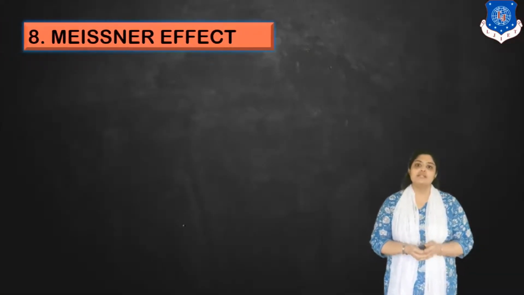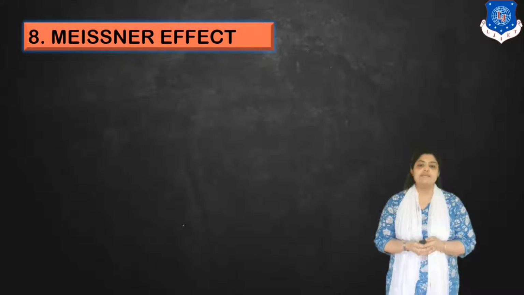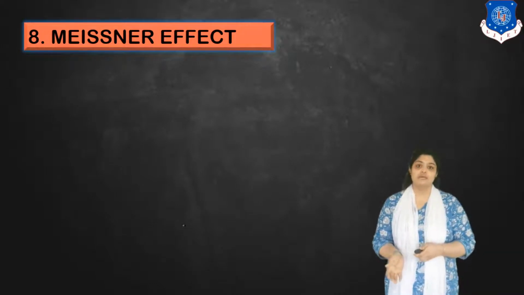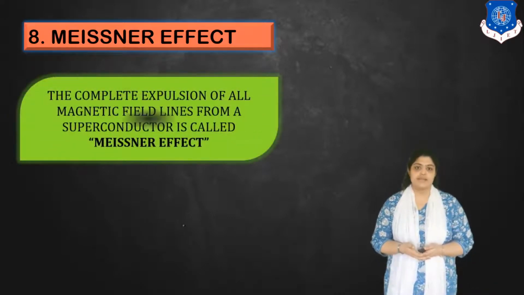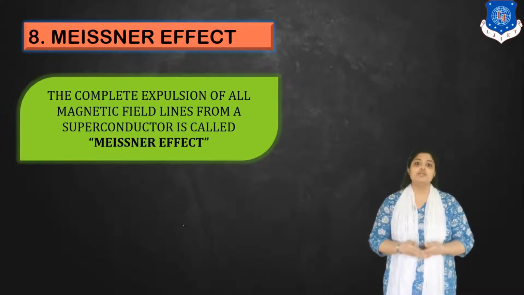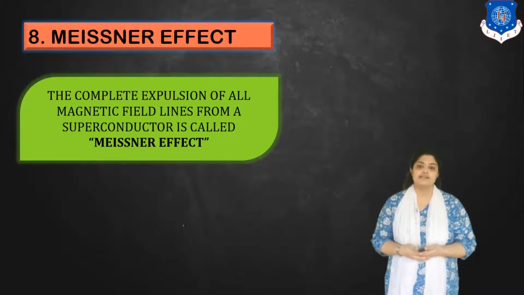Moving on to our last property of superconductors, that is the Meissner effect. The name is after the physicist who proposed this effect. Let's see what the Meissner effect is. It says the complete expulsion of all magnetic field lines from a superconductor is called the Meissner effect.